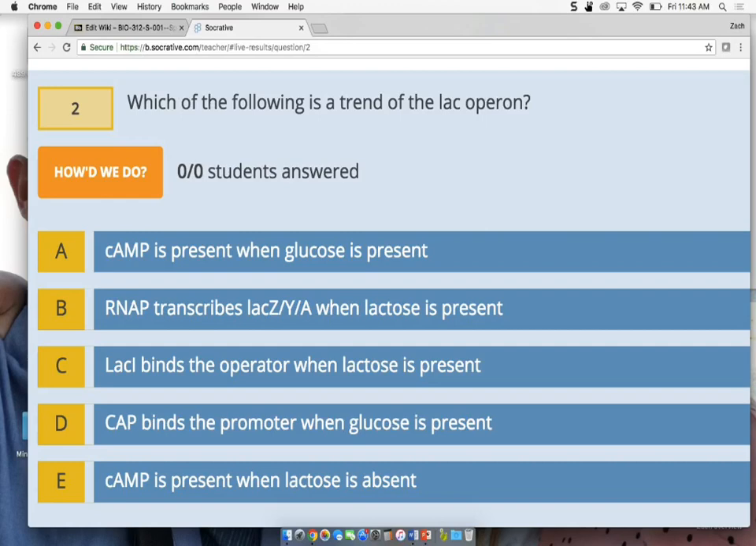This question here, at least the way that B is phrased, it doesn't tell you anything about cyclic AMP levels. So you have to consider this independently of that and just focus on the lactose levels. Okay.